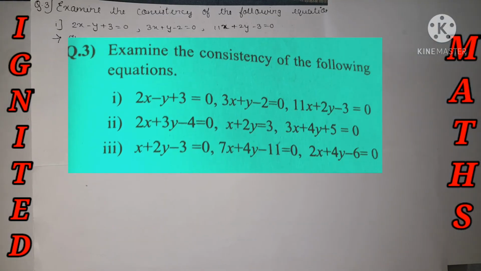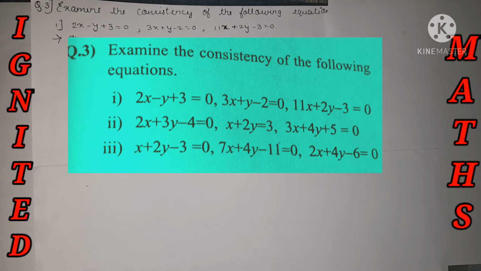The third main question asks us to examine the consistency of the following equations. In total there are three sub questions in which we need to examine whether the equations are consistent or non-consistent. How do we find it? We need to take the value of the determinant. If it is equal to 0, then it is called consistent. If the determinant is not equal to 0, then it is called non-consistent. I have made a separate video related to consistent and non-consistent also. It is available in the description link, so no more worry.